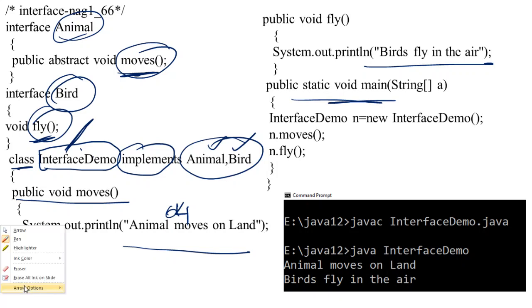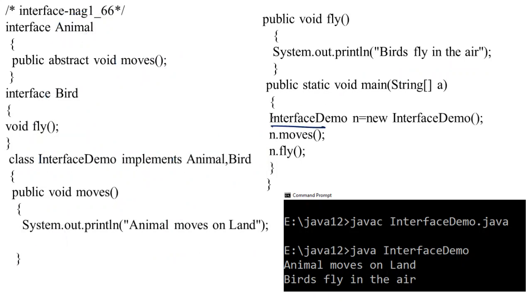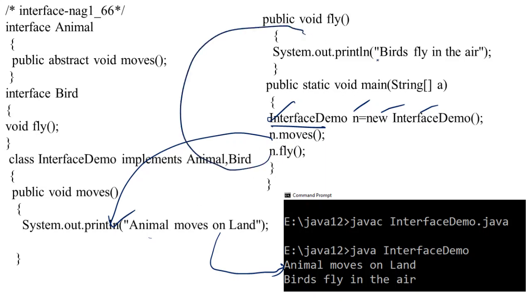In the main method, I will create an object. InterfaceDemo is my class name, object name, new class name. n.moves. n.moves means control will come here. Animal moves on land. n.fly means here it will go. Birds fly in the air.